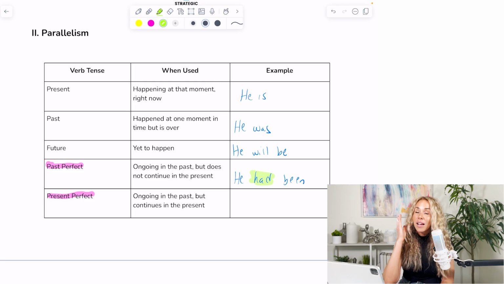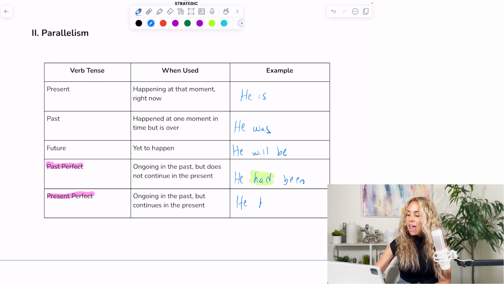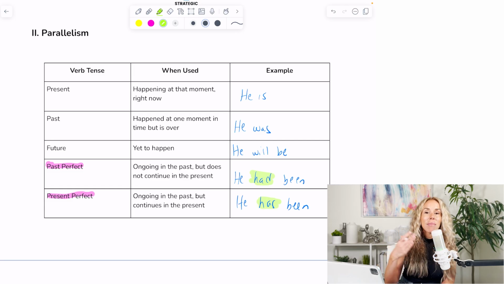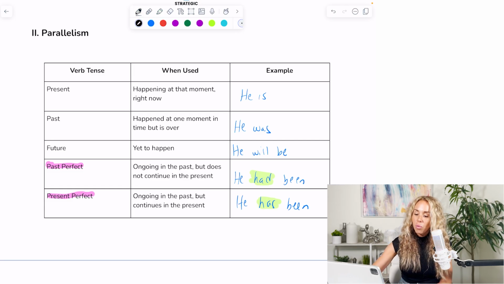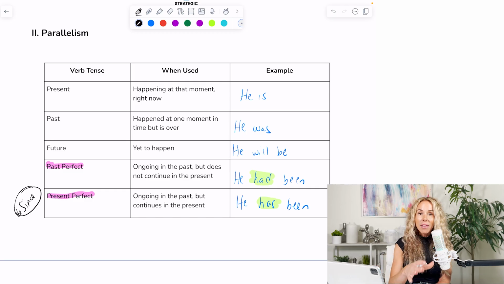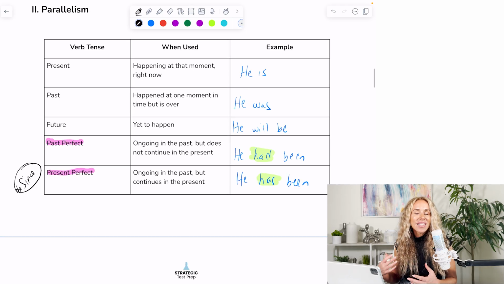Present perfect is ongoing in the past as well, but it continues on in the present. So you would say "he has been." Essentially, you're looking for a "has," and that makes it present perfect. One thing to note is that the word "since" typically starts a modifier on the SAT, which is basically the introduction to a sentence. And that is a sign that you need to pick a present perfect verb.